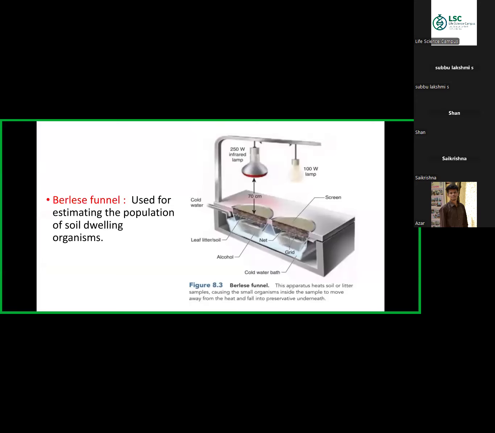Then for counting the number of soil dwelling organisms, we can utilize a Berlese funnel. So you can see the figure of Berlese funnel. In Berlese funnel, this apparatus heats the soil. Firstly, we can collect sample from forest or the sampling area. Then we will heat this soil. So this heat causes small organisms to move away from the heat, and eventually they will fall into a preservative.